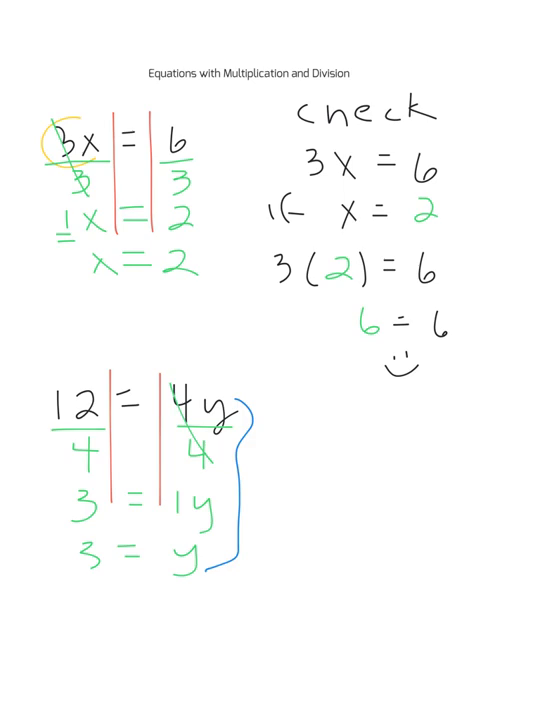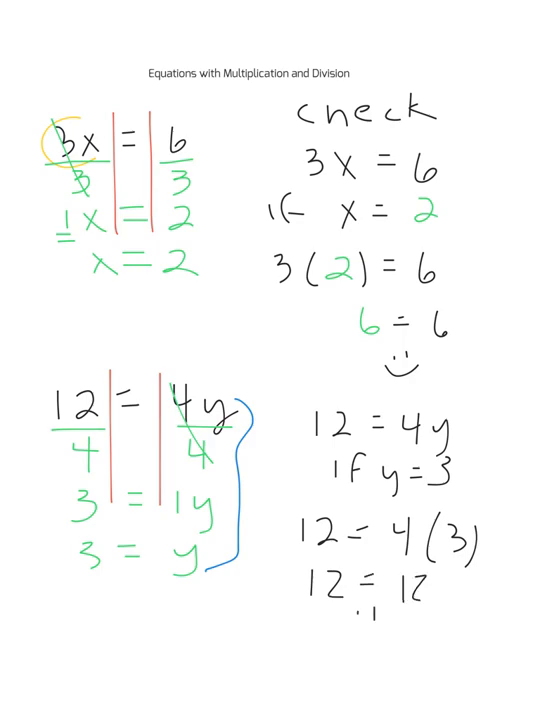Please keep the variable on the side where it is. Don't move it over, because when we get to inequalities, if you move that y to the other side, it will change what your statement says. So this is 3 equals y, and we'll do just a little quick check here. 12 equals 4y. If y is 3, 12 equals 4 times 3, and that is correct.